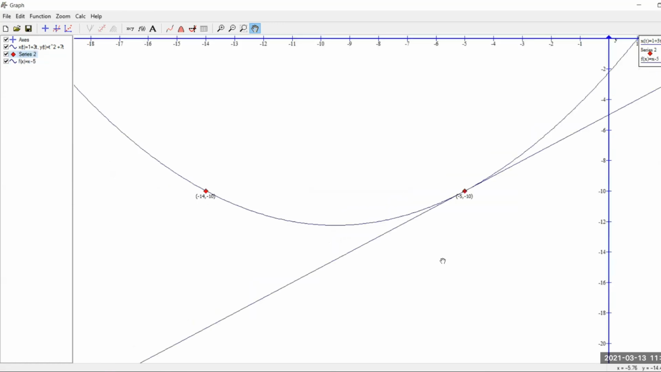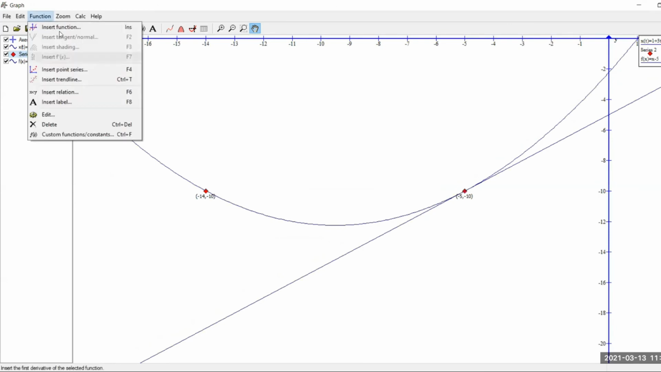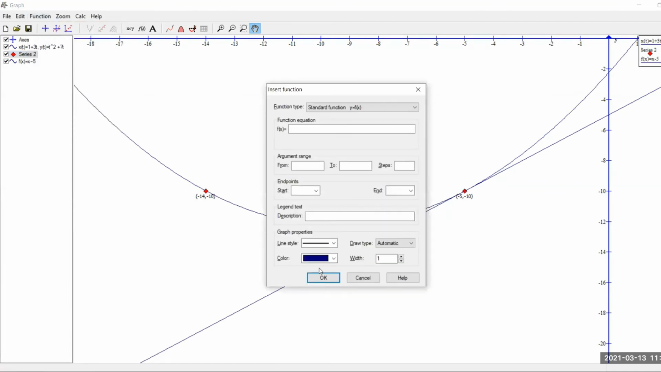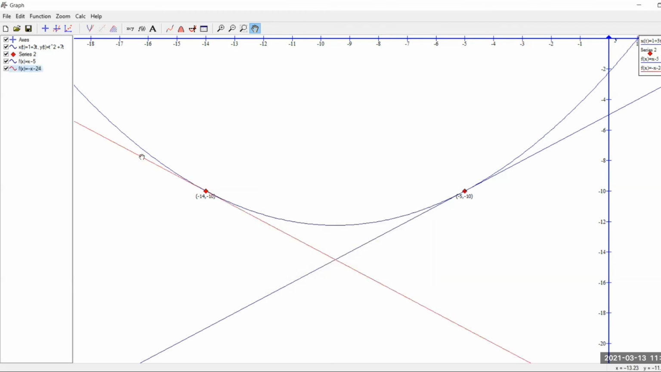All right, so just focusing on this is the point P. And now let's insert our function, y equals, let's use a different color. Let's use burgundy. This is for y equals minus x minus 24. You're going to see it pass through the point Q, see it there? And they intersect right here.